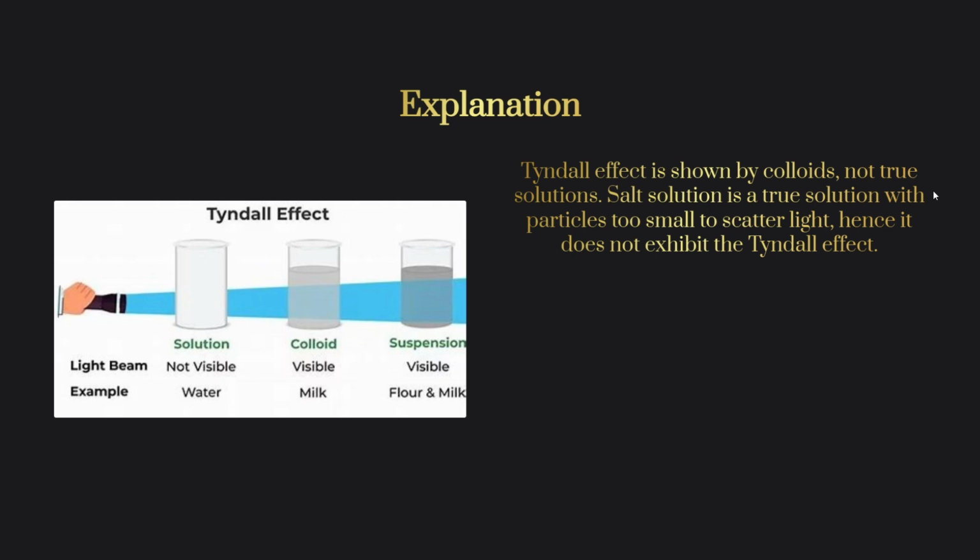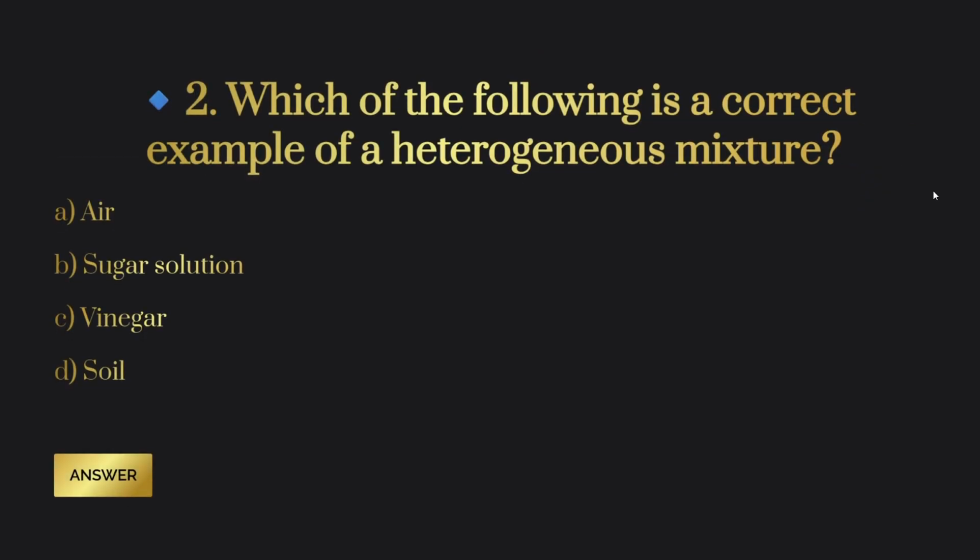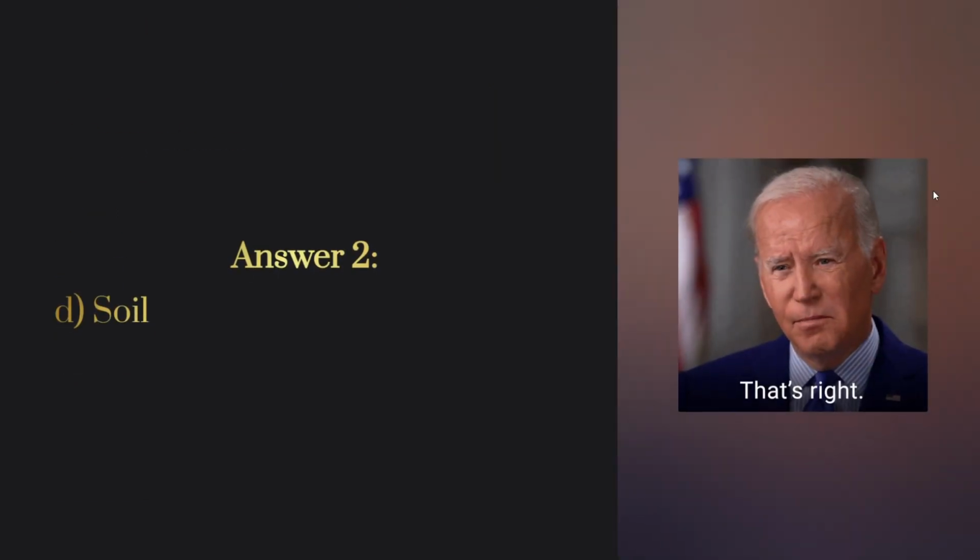Moving on to question number 2. Which of the following is a correct example of a heterogeneous mixture? The options given to us are air, sugar solution, vinegar and soil. So, the correct answer for this question is option D, that is soil.